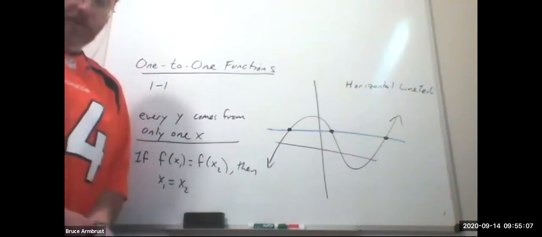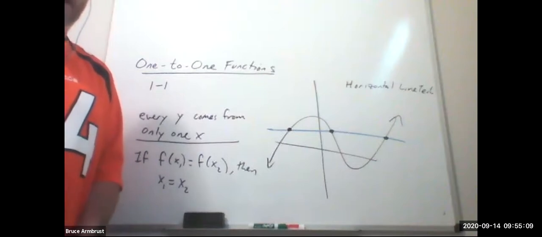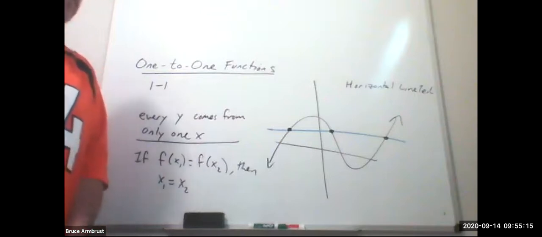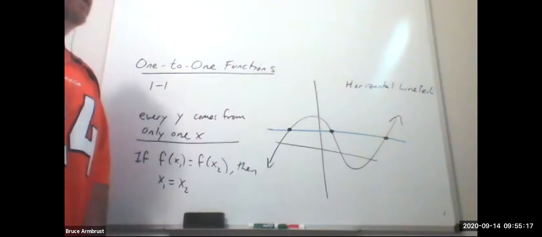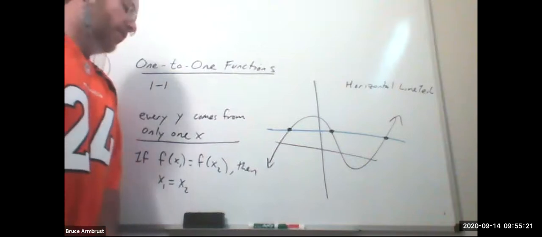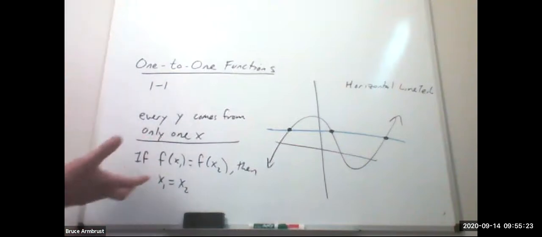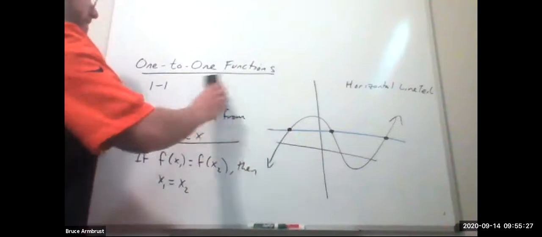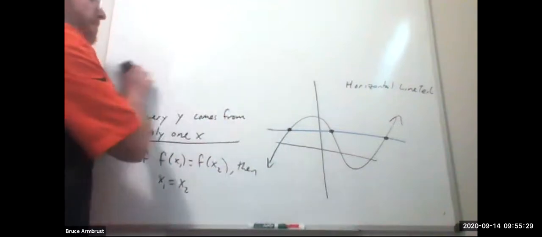So you can use the horizontal line test just like the vertical line test. You just go, all right, draw a horizontal line, intersects more than once, not 1 to 1. But if every horizontal line intersects only once, then it is 1 to 1. So let me draw an example of one that is 1 to 1.